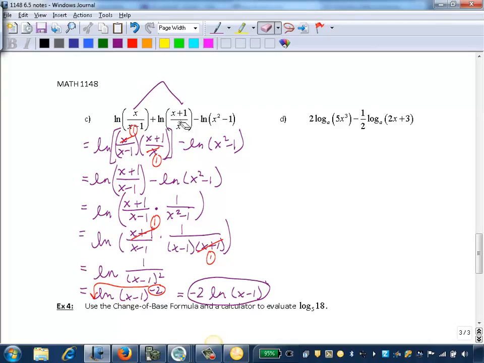So when you have 3 or more logarithms, you probably won't have many more than 3. I would definitely pair up, do 2 at a time, combine 2 into 1 first, and then combine the remaining 2. I think that's an easier way to do these. And then I'd like you guys to try part D on your own, please.